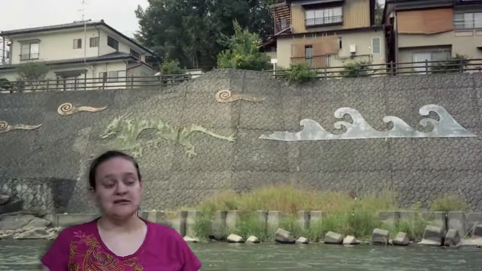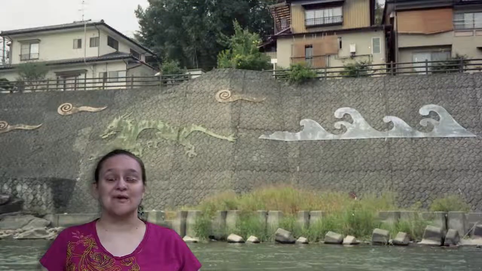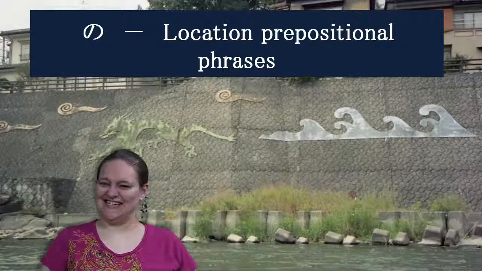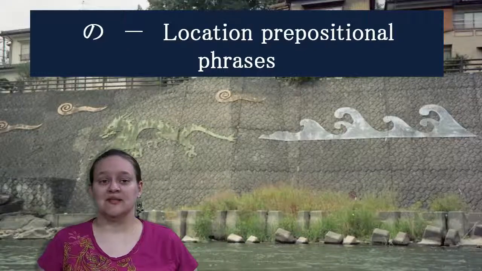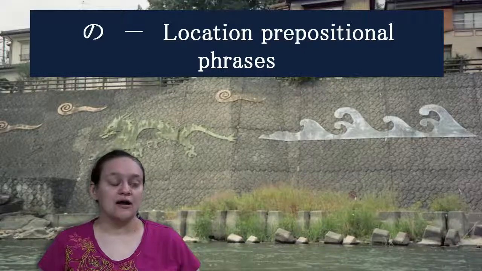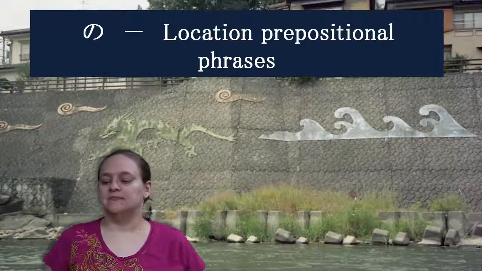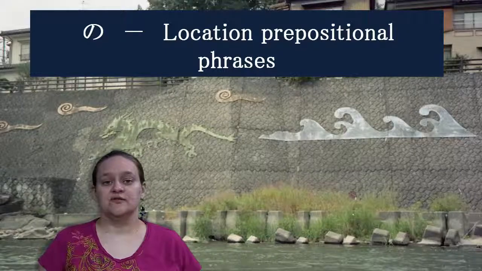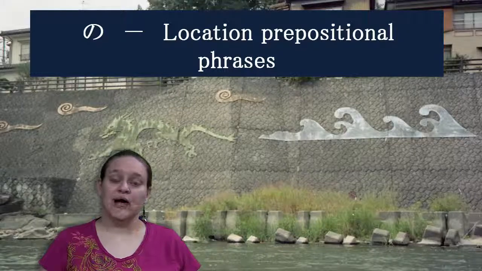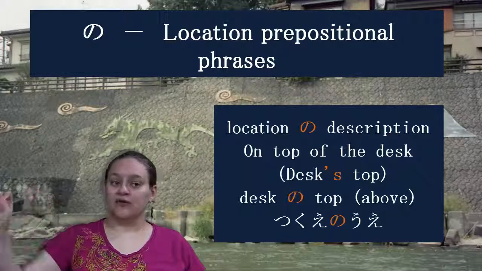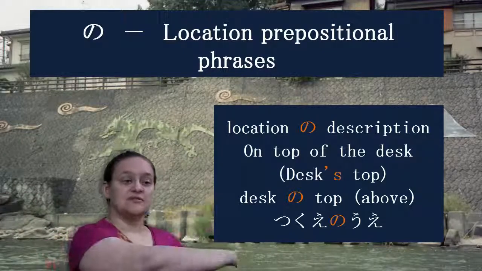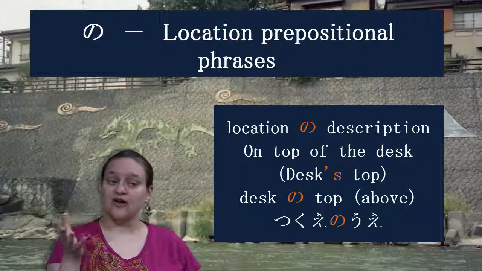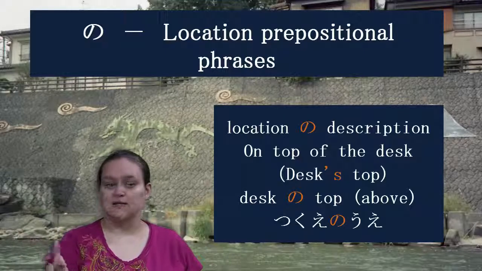Okay. The other time no is used is for location prepositional phrases. Fancy English terms. A prepositional phrase is something like on the desk, under the car, next to the house, between Tom and Amy. All of those get no, and the no happens between whatever your location is and whatever the object of that location is. So for on top of the desk, you start off with the desk, because the desk is the big part of that, okay? The largest thing.